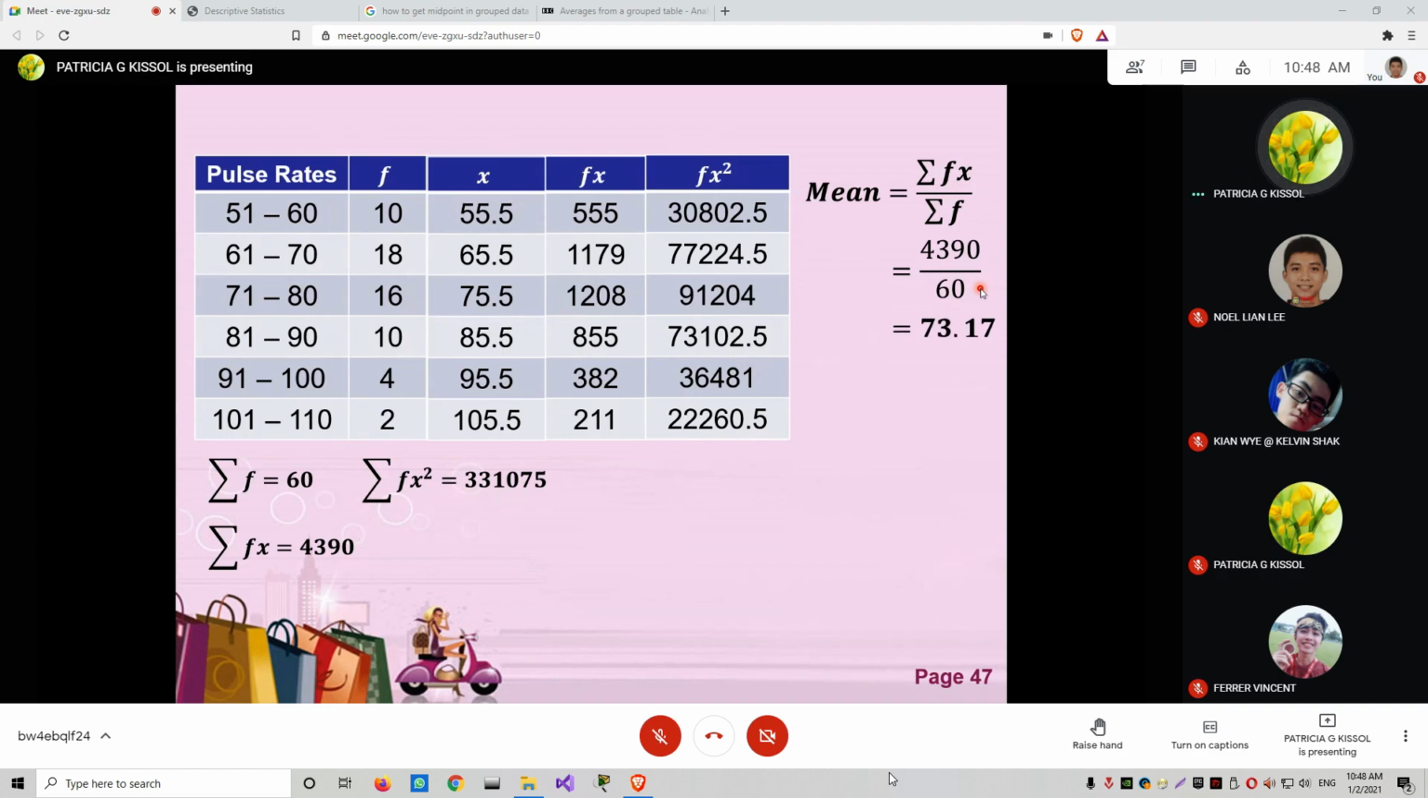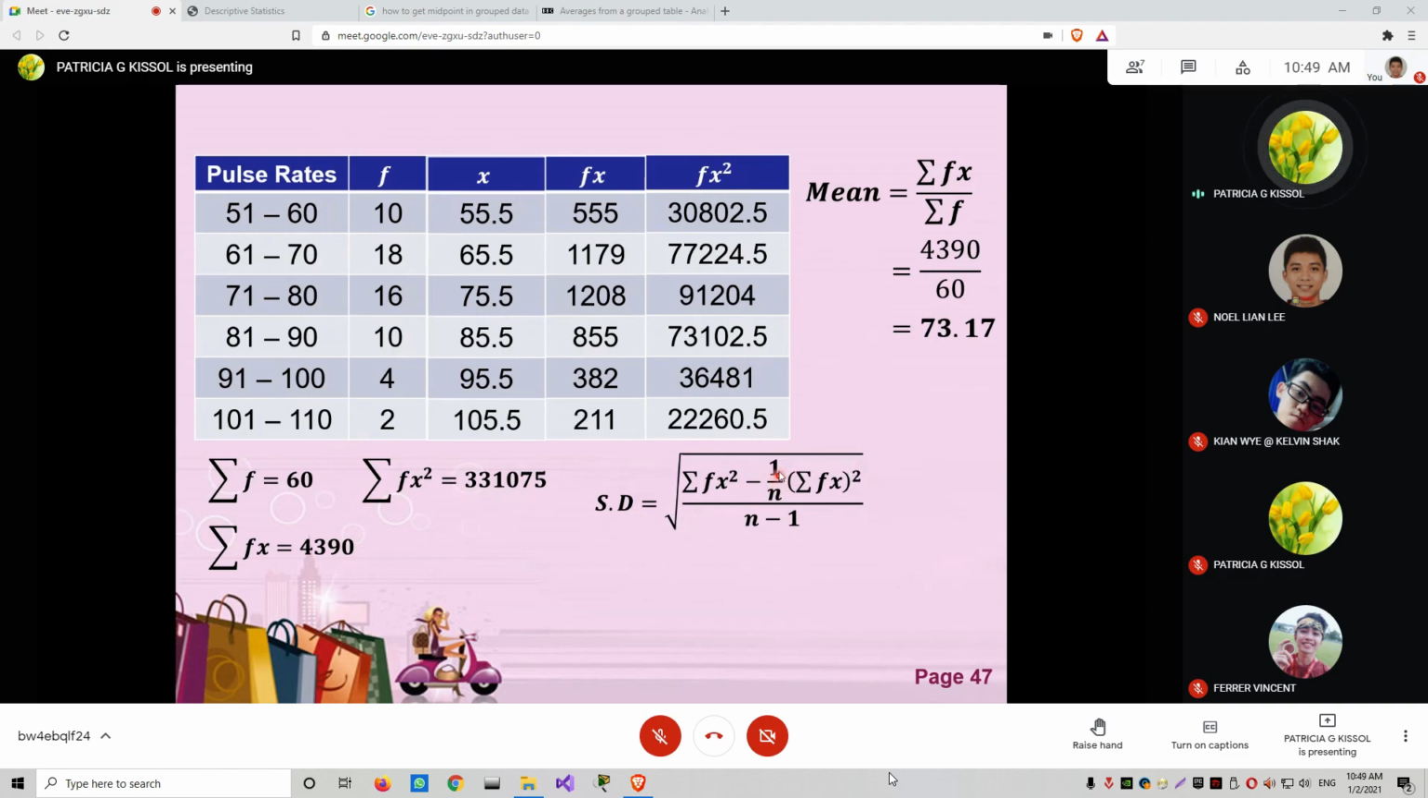Now, this question did not ask you to interpret or comment, so I didn't do the same thing. If the question didn't ask you to comment, do not write it, because it just takes so much of your time. The next question is to get the standard deviation. By right, it should be only S, but I don't know why I put it as SD. It stands for standard deviation, but the correct symbol is S because it's a sample. And this is the formula of sample standard deviation.